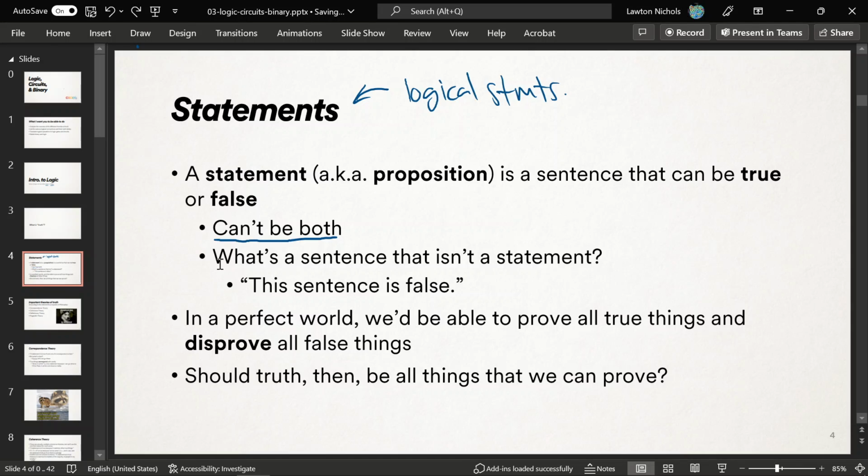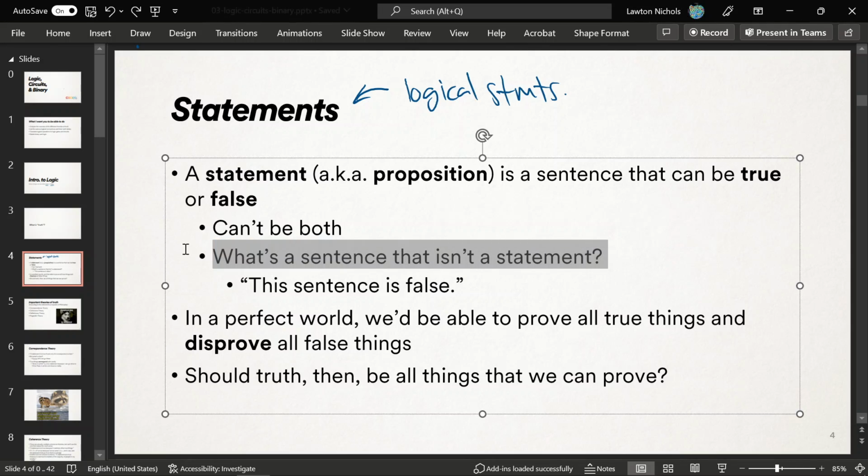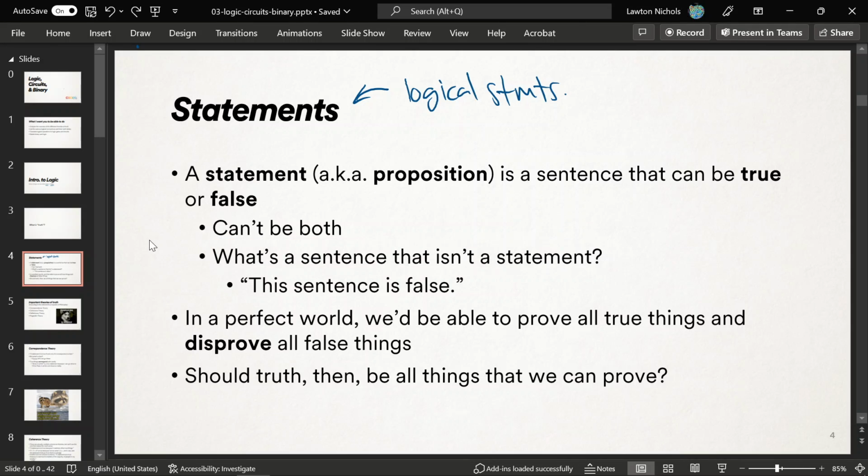So there are some sentences that are not statements, that are not propositions, because there are certain statements that are both true and false, or are neither true nor false, things like that. So here's one of them. This sentence is false, that quote. That is not a proposition, that is not a statement, because if you think about it, no matter which answer this could possibly be, it's not that. Let me prove that to you.